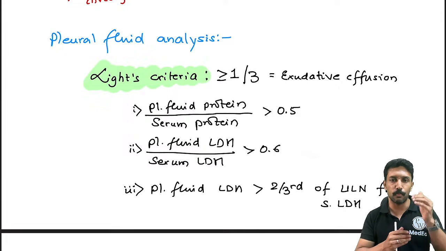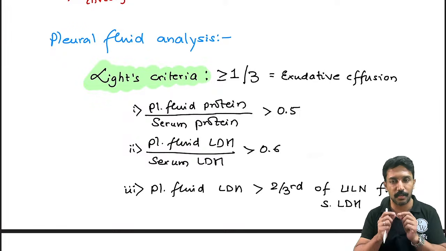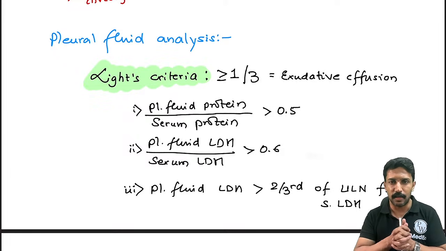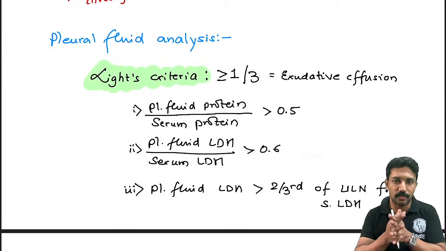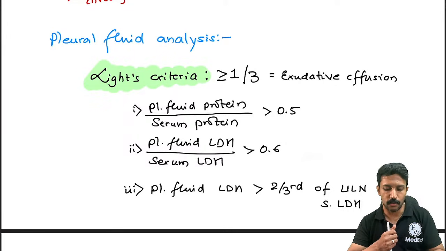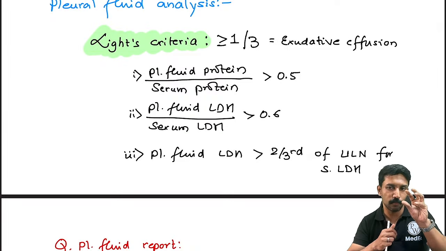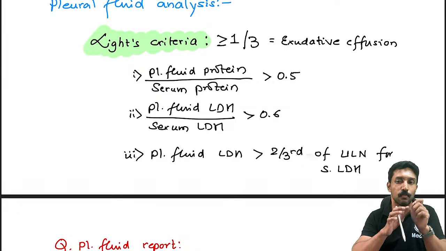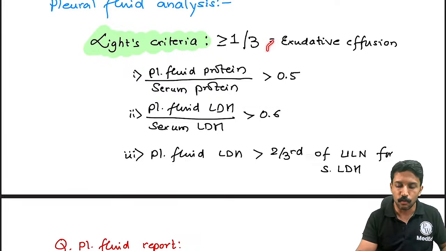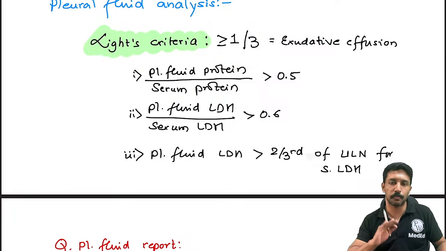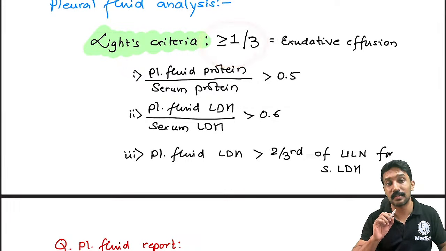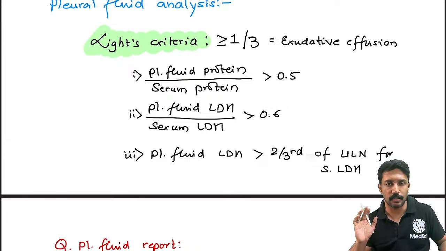In Light's criteria, pleural fluid protein divided by serum protein ratio more than 0.5 is exudative, or pleural fluid LDH and serum LDH ratio more than 0.6 is exudative. If I don't have the serum LDH values available with me, I can see how much is there in the pleural fluid, and if this pleural fluid LDH is more than 2/3 of the upper limit of normal for serum, then also it is exudative. To call it exudative, satisfying one of the three criteria is enough. We don't have to meet all three criteria. If all three criteria are negative, then we will call it transudative.